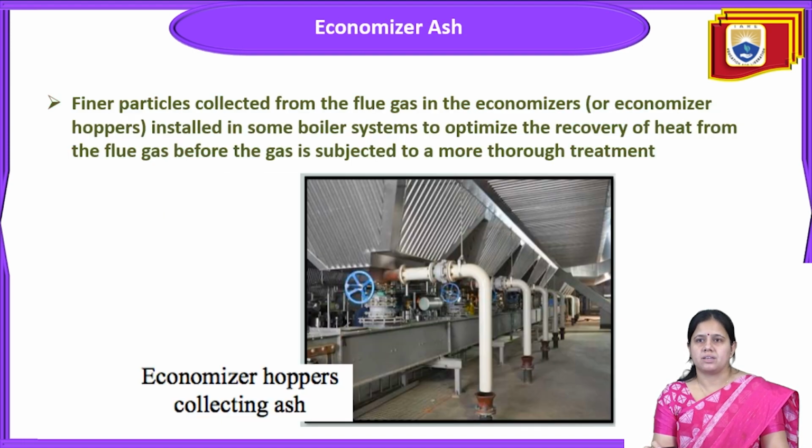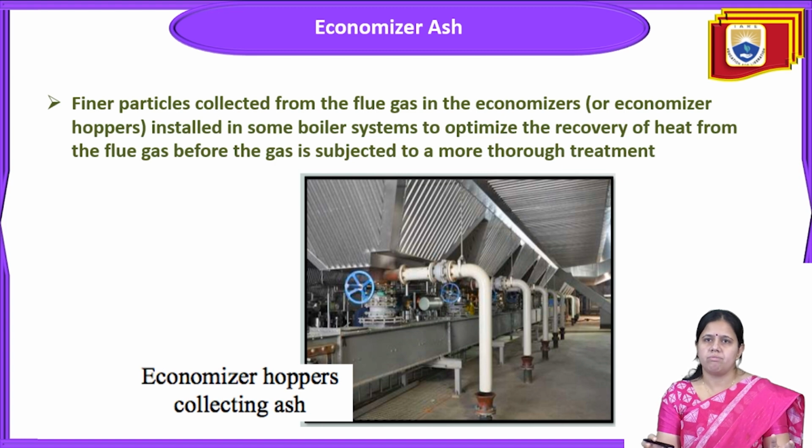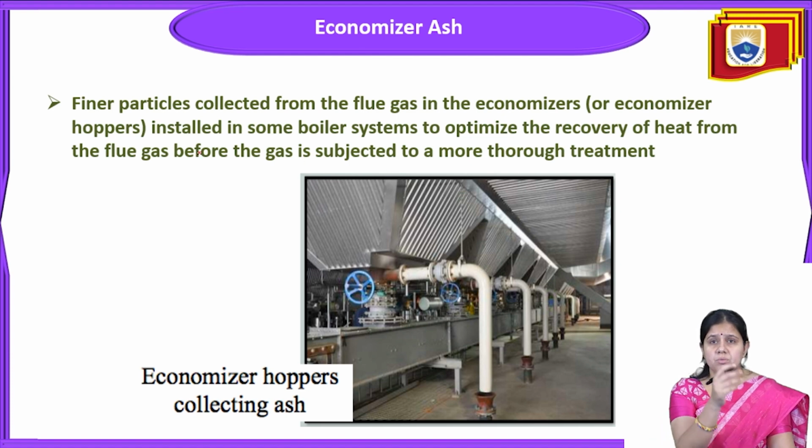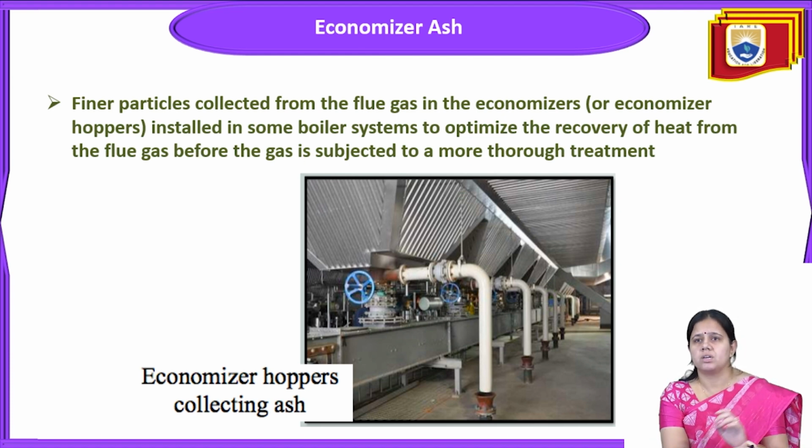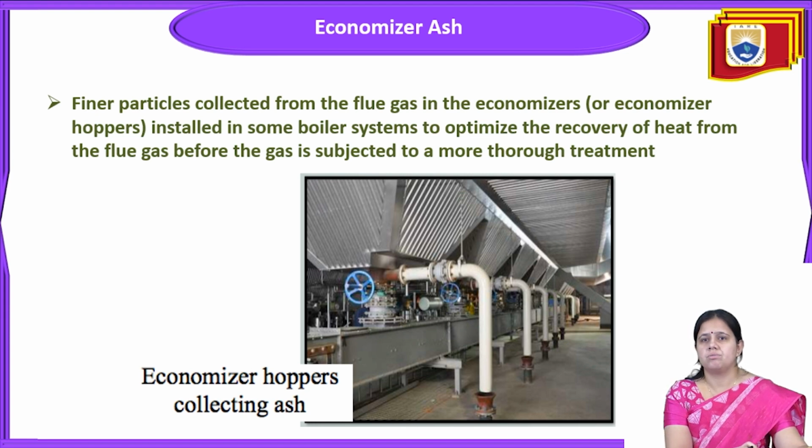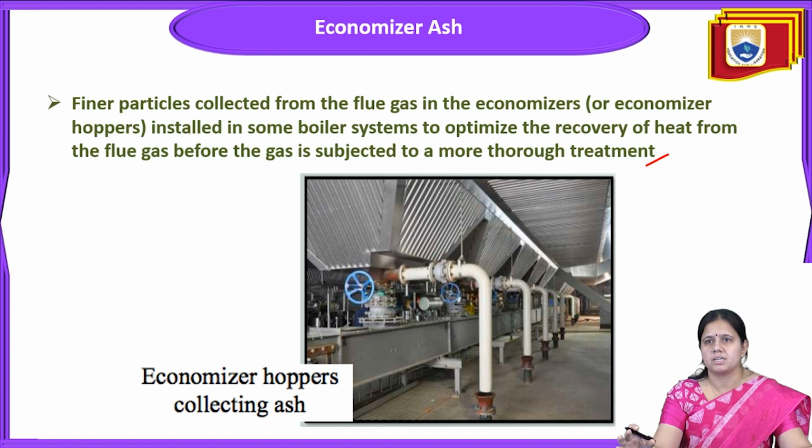Next is economizer ash. The fine particles collected from the flue gas in the economizer hopper, which is installed in some boiler systems to optimize the recovery of heat from the flue gas before the gas is subjected to more thorough treatment. The hopper collects the fly ash, the very small dust particles of flue gas.